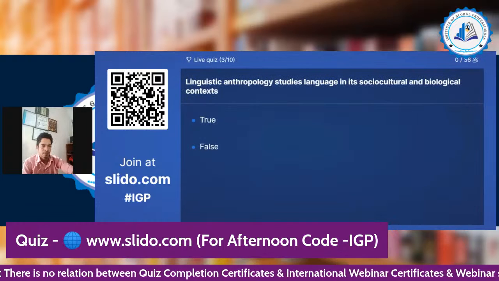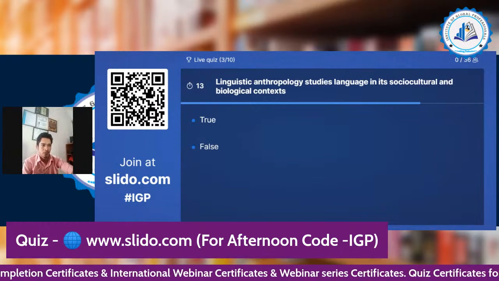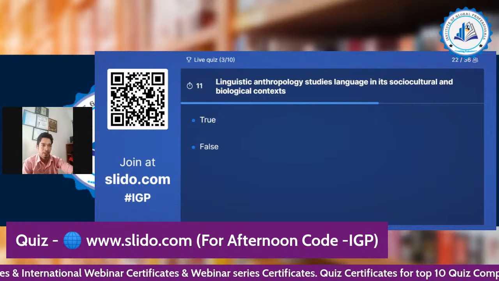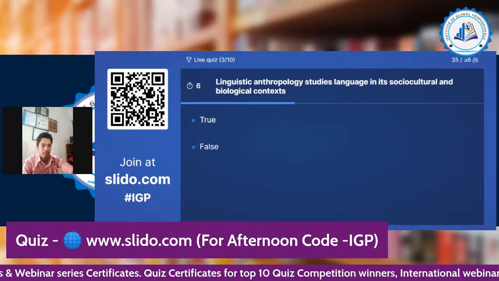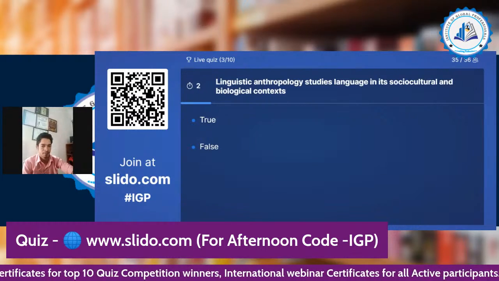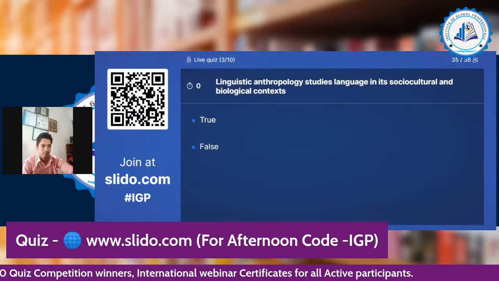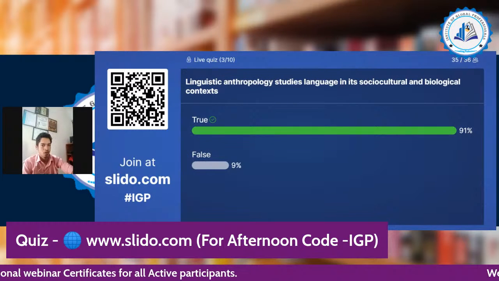Next question is, linguistic anthropology studies language in its sociocultural and biological context. Is the statement true or false? Option number one, the statement is true.